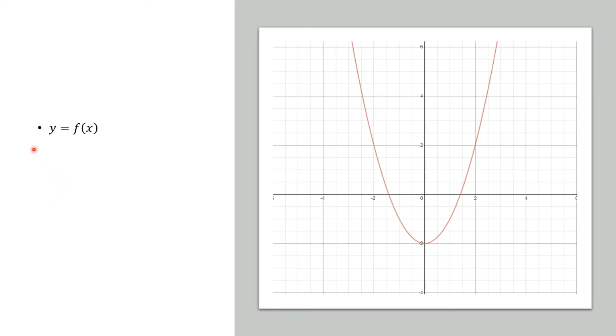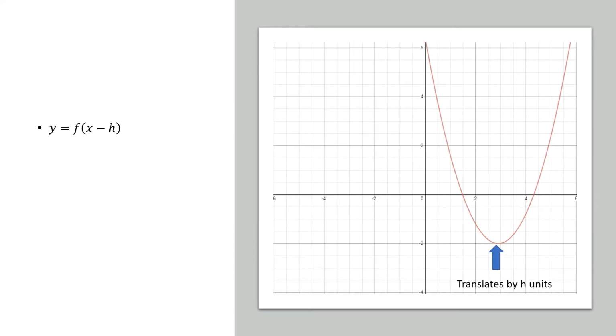Let's take any function y is equal to f of x and graph it. Here I have taken a parabola, but you can take any function. Let us modify this function by changing x to x minus h. So my new function will be y is equal to f of x minus h. If you graph the function y is equal to f of x minus h, we see that this graph translates horizontally by h units as seen in the graph.